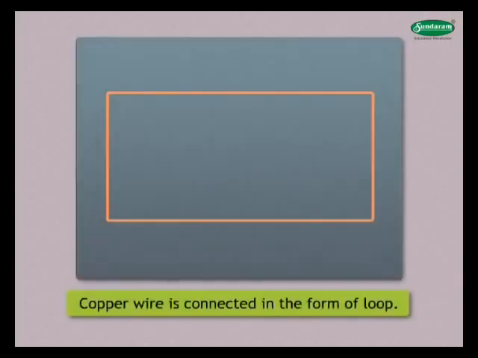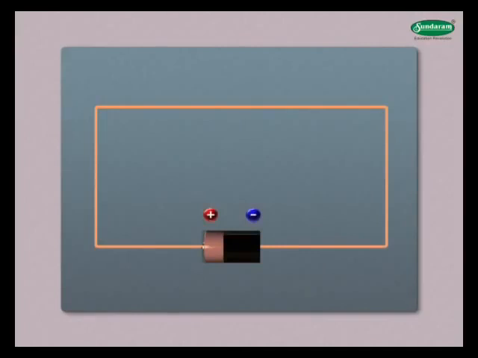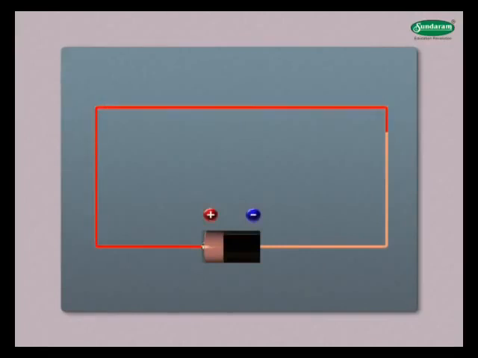See these figures. In this figure, the copper wire is connected in the form of loop. No current flows through it. But as soon as this wire is connected to the ends of the battery, it imposes a potential difference between the end of a loop and current is set up in a loop.